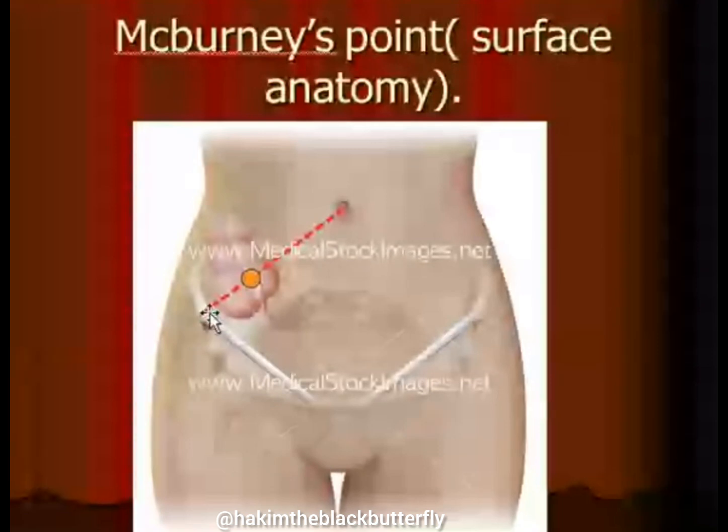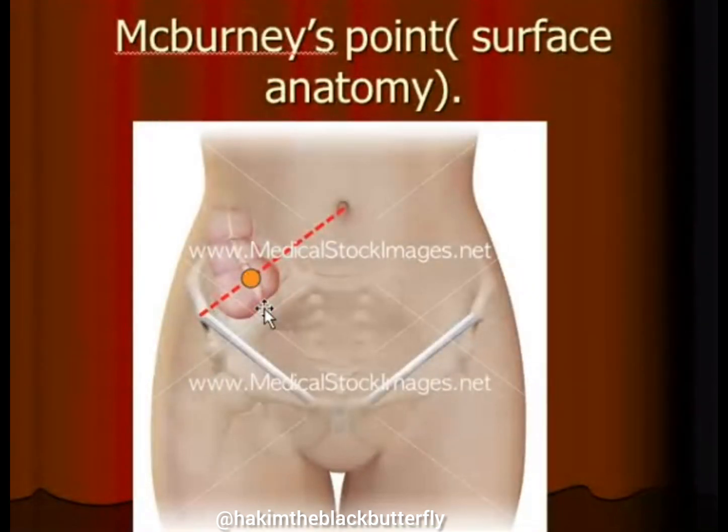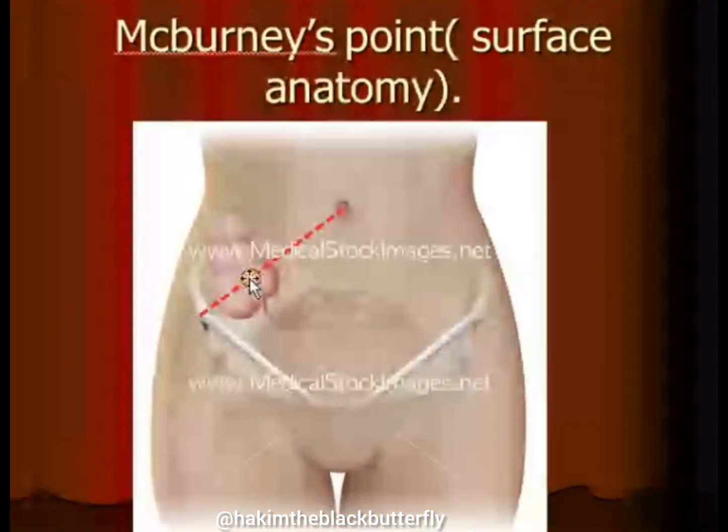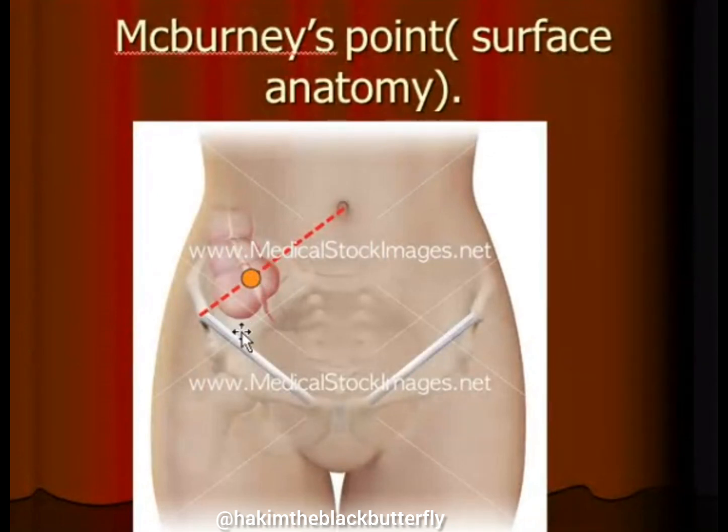You move 1/3 of the distance up, and at that point, deep to it, you have the root of the appendix, and it is known as McBurney's point. When you make incisions there, you will go deep and see the root of the appendix. McBurney's point is the surface landmark of the root of the appendix on the anterior abdominal wall, and it is in the right iliac fossa.